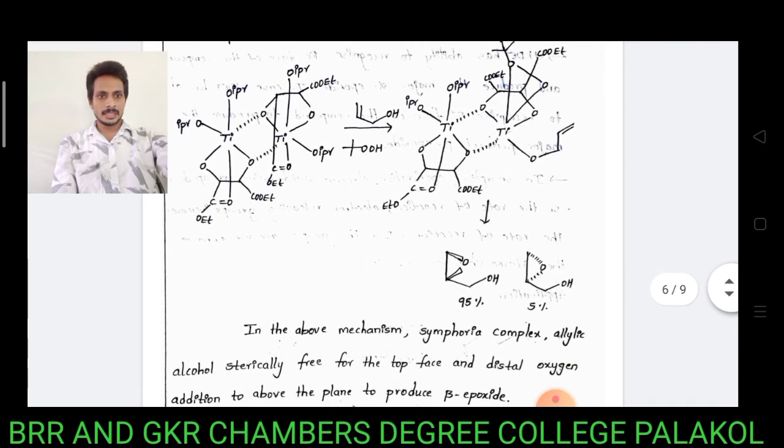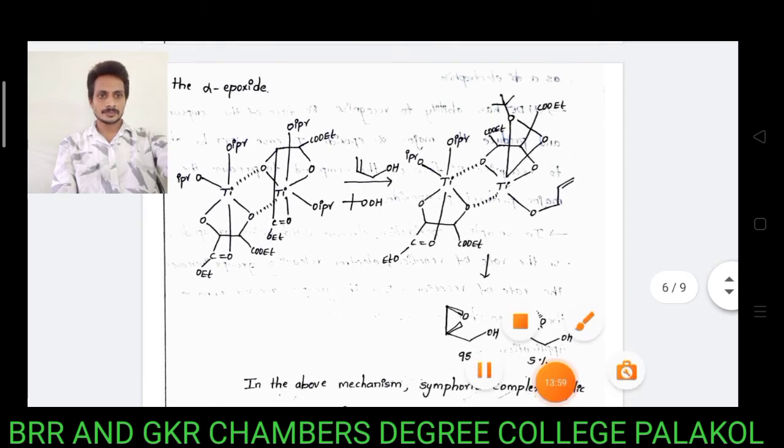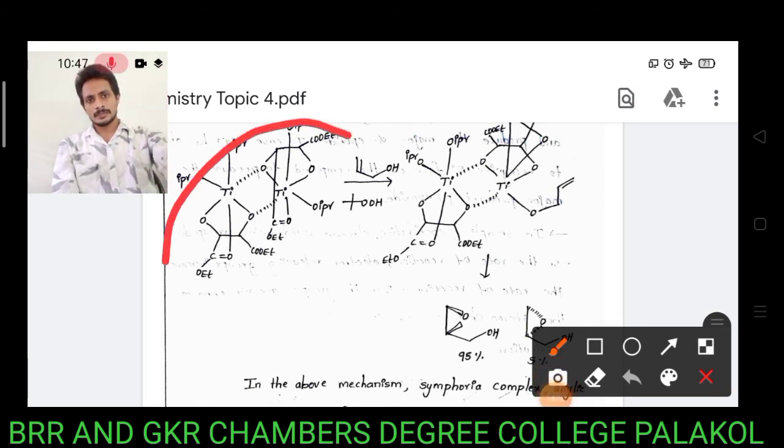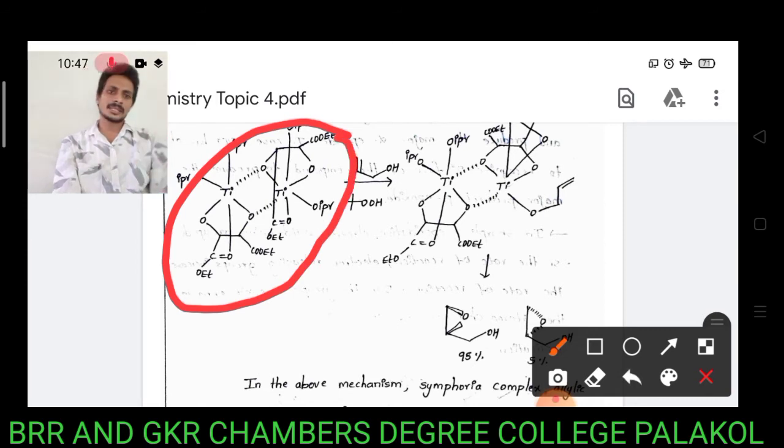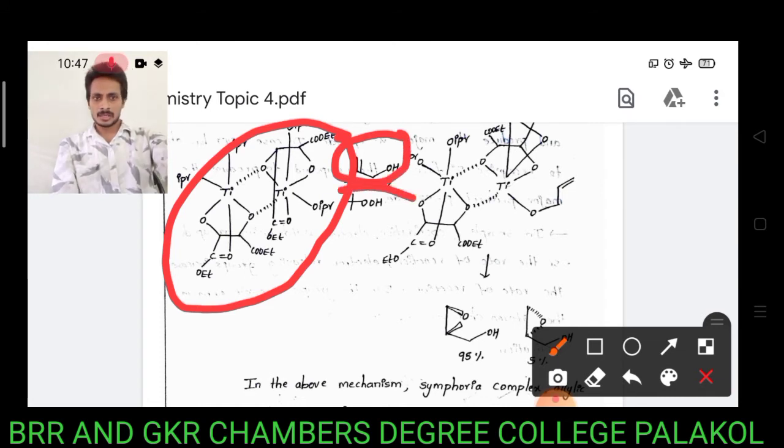Again, similarly, primary allylic alcohols are treated with (−) DET, first with titanium, to form a hexacoordinated dimer complex. This dimer complex, on exchanging ligands like allylic alcohol and tertiary butyl hydroperoxide, again gives the Sharpless complex. In this Sharpless complex we observe the primary allylic alcohol and the distal oxygen.